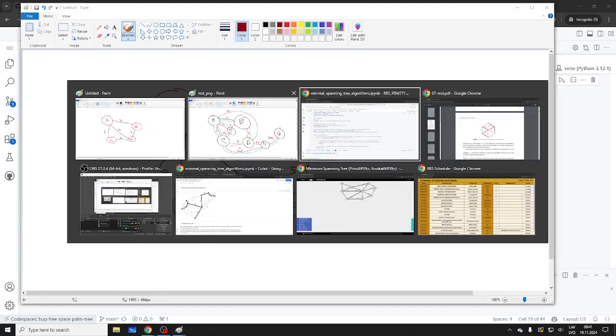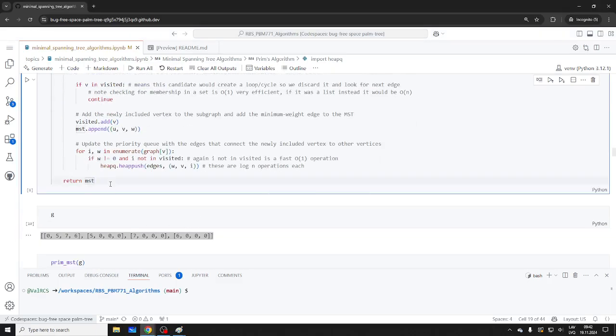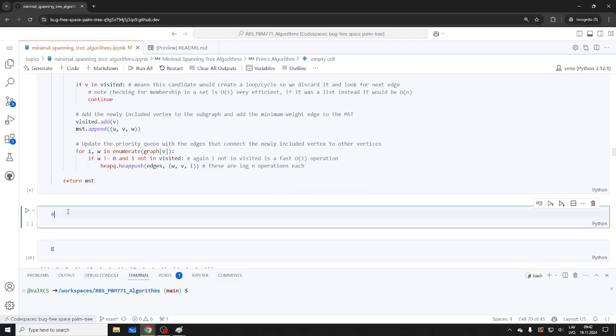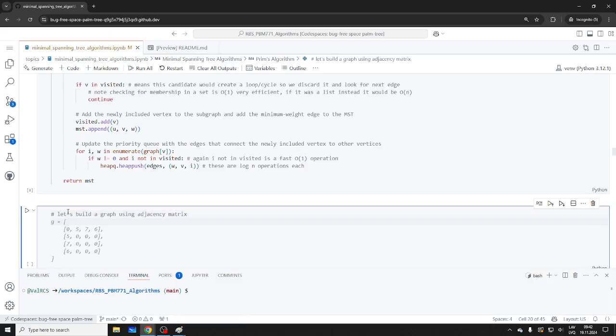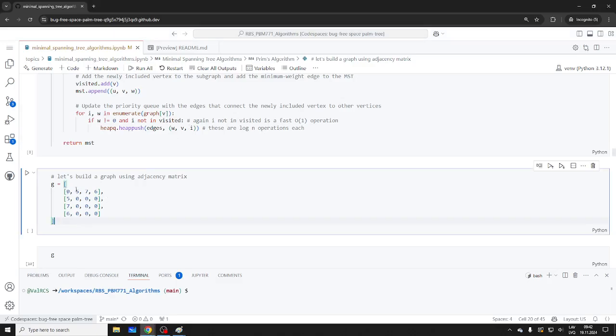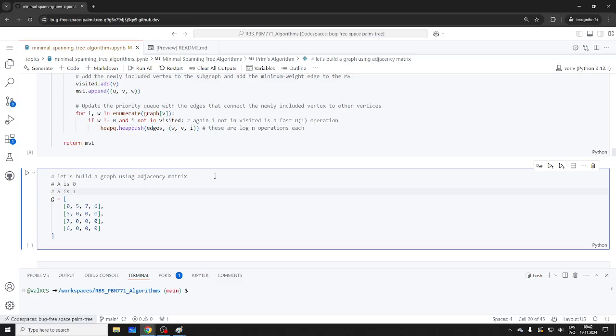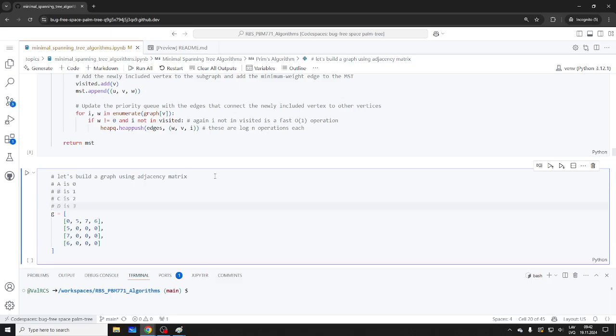So let's see if we can implement this. Let's look at this graph. Let's build the graph. So we have, well, okay. Of course it has to be symmetrical. So here A is 0, B is 1, C is 2, and D is 3, and this is row 0.